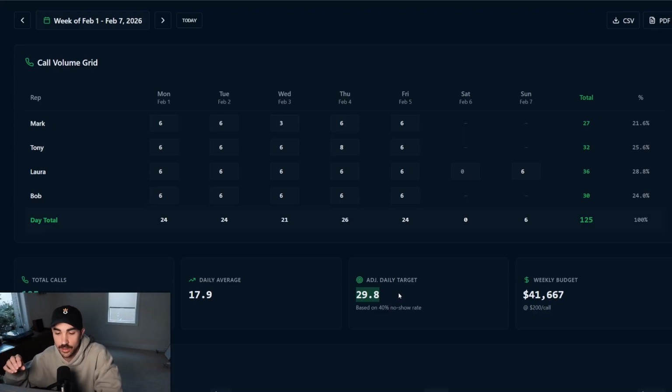And so I just need to know the number for the paid media team. Hey guys, this is how many booked calls we need per day on average for the next 7 days. Then I can actually pull the budget that's needed to support that if we keep the call cost at $200 per call. So this is the first piece. Between sales and marketing, you guys have to be talking, right? You have to know where the budgets are.